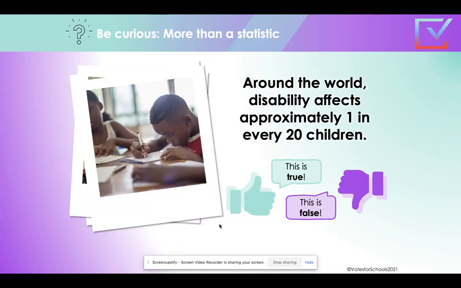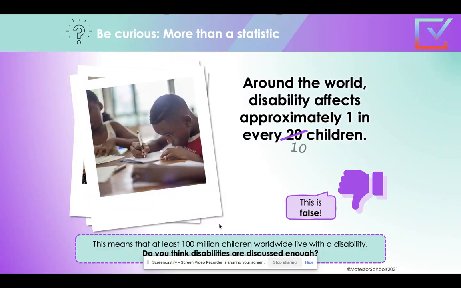Around the world, disability affects approximately 1 in every 20 children. Thumbs up if you think this is true, thumbs down if you think this is false. It is 1 in 10, so this is false. This means that at least 100 million children worldwide live with a disability. Do you think disabilities are discussed enough?